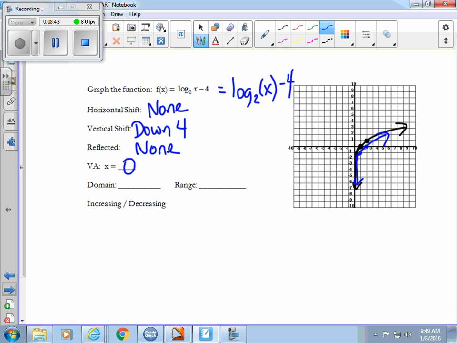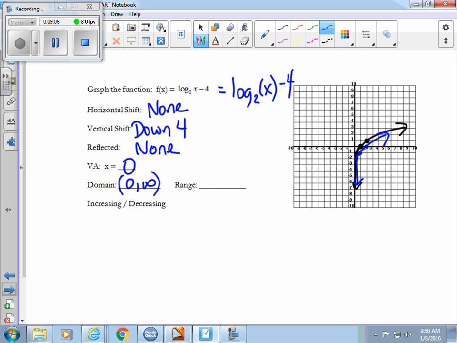What would cause that vertical asymptote to move? Left. Got a horizontal shift. What's the domain if it's not shifted? 0 to infinity. Why 0 to infinity? Because I don't have anything to the left of the vertical asymptote. So first x value is 0 to infinity.